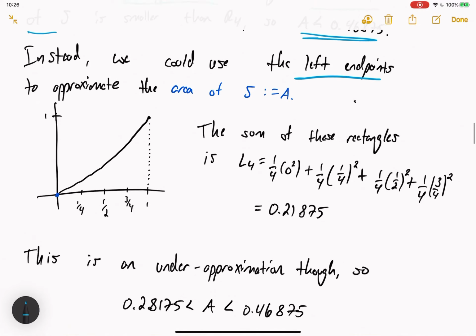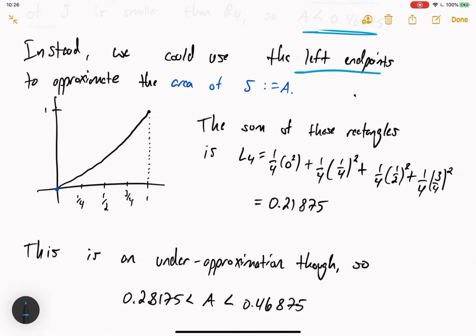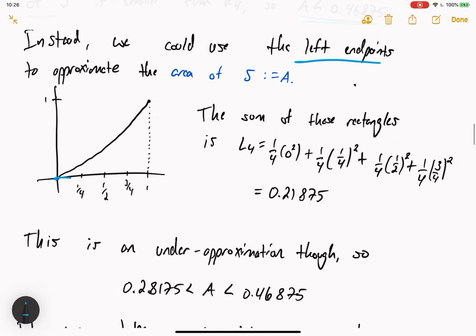So we want to do the sum of the rectangles. The first one is going to have width from 0 to 1/4. That's going to be the base. But it's going to have a height of 0, so it's just going to be 0, because f of x is equal to x squared. It was f of 0, which is just 0 squared, which is just 0. So let me indicate the left endpoints were 0, 1/4, 1/2, 3/4.